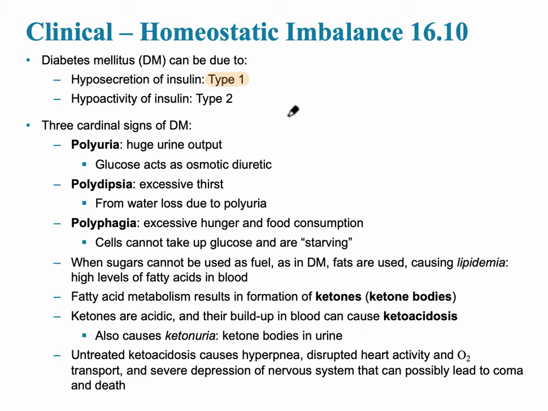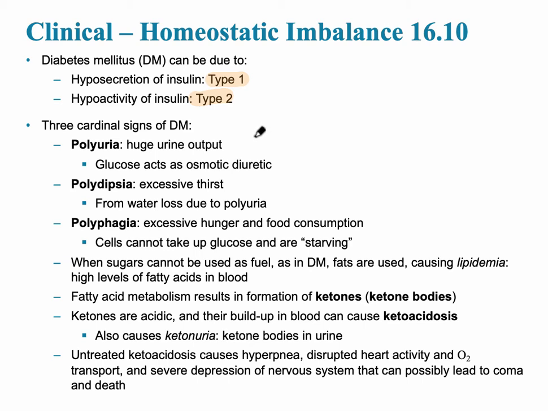The second type is type 2, also some people say adult onset diabetes. It's hypoactivity of the insulin, and there's risk factors that can cause it to develop. So being overweight is a factor that can increase the chances of type 2 diabetes. And in this case, what happens is the beta cells do not produce enough insulin. They produce inadequate quantities of insulin.